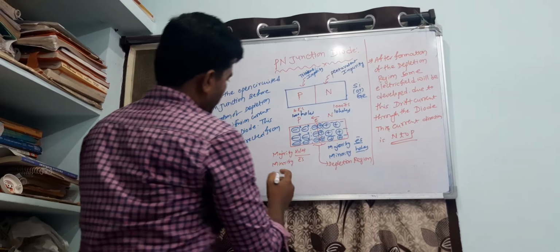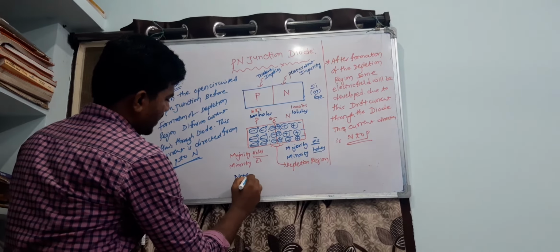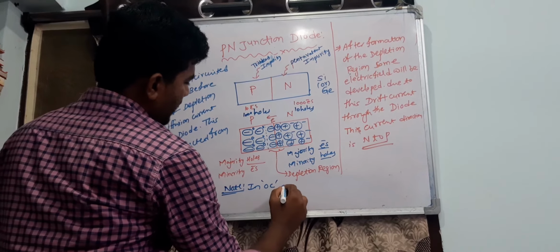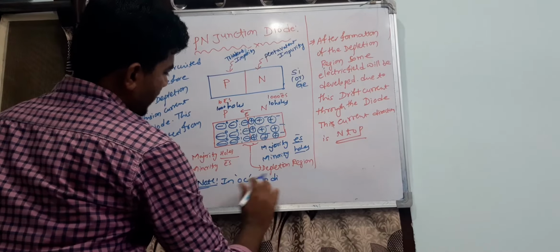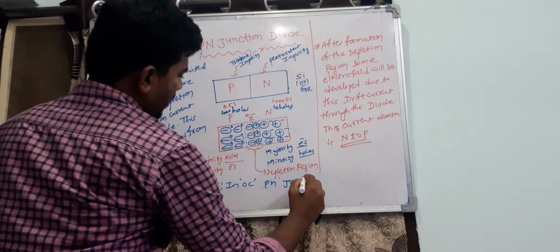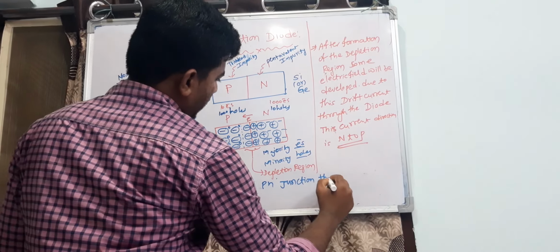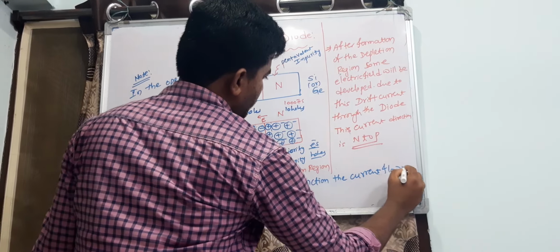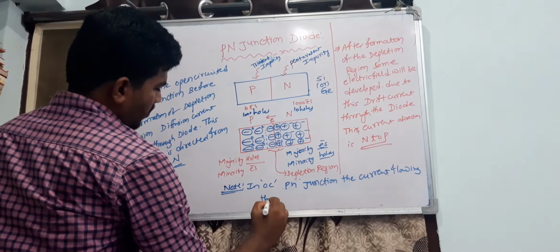So another note point you have to remember is, in the open circuited PN junction, the current flowing through the diode is zero.